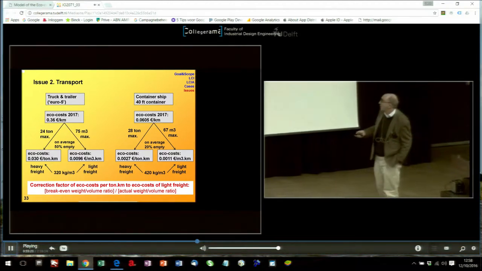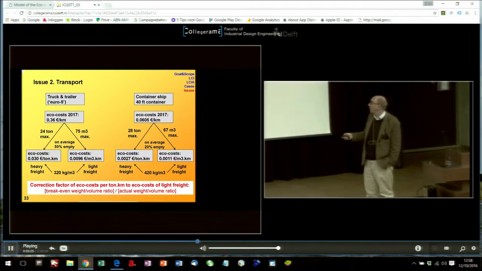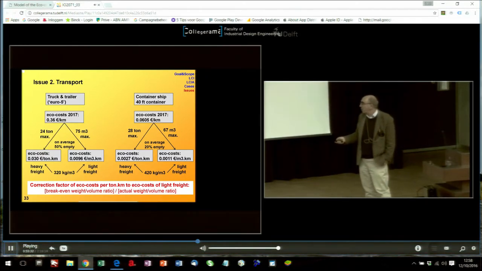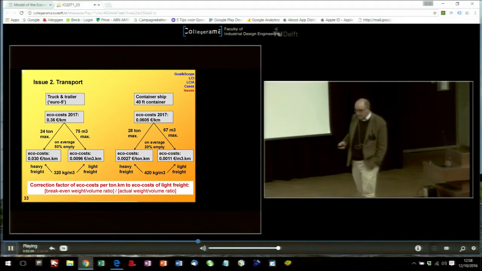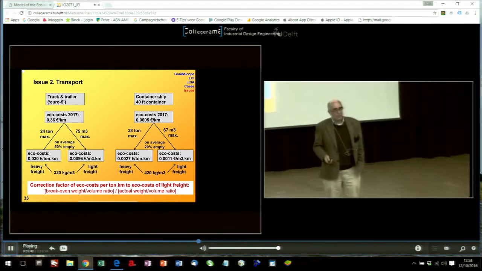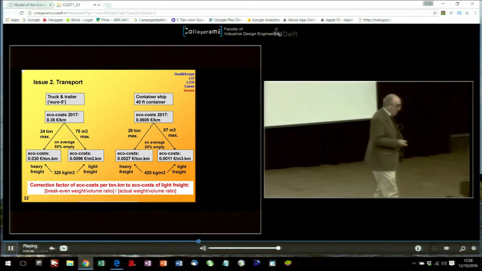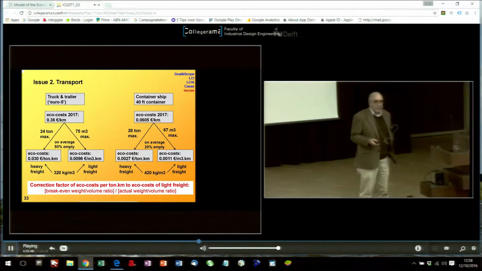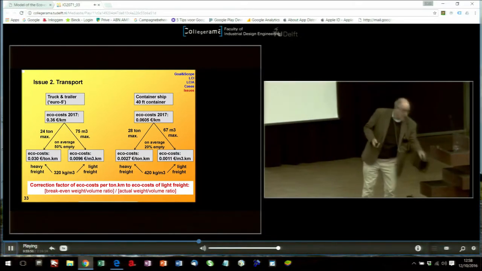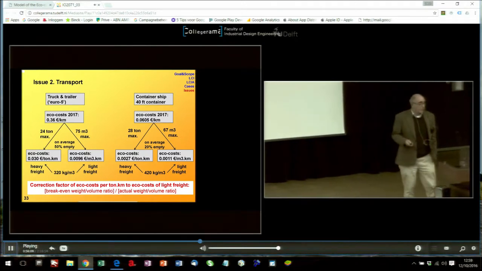The break-even point of trailers is 320 kilograms per cubic meter. 40-foot containers have 420 kilograms per cubic meter. When you have to transport raw materials, you are nearly always above this break-even point. But when you have a light consumer product from China, like this toaster, then you have volume-based transport. Do not make the mistake then that you take the ton.km line of the IDMET tables for this kind of transport.